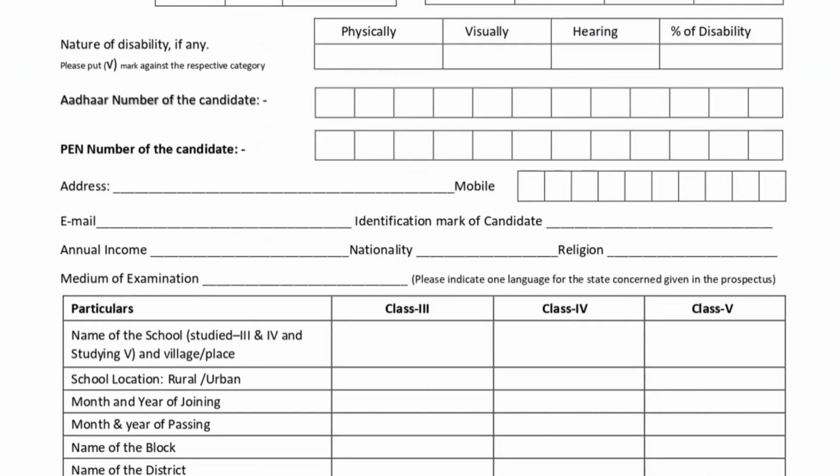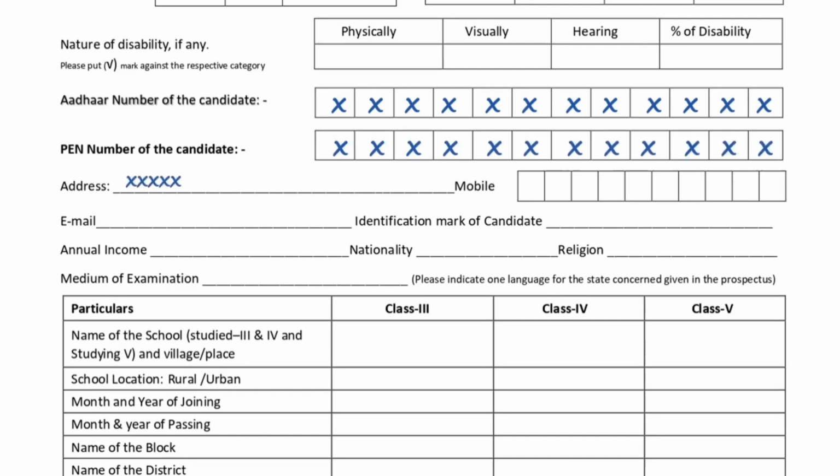This is the next thing. Then the child's Aadhaar card number should be mentioned here. Then the PEN number of the candidate. PEN number means permanent education number. We call it a stats number. If you have it, you can enter it or you can leave it blank. Then you need to enter the address of the child. Which place the child is living needs to be entered here.